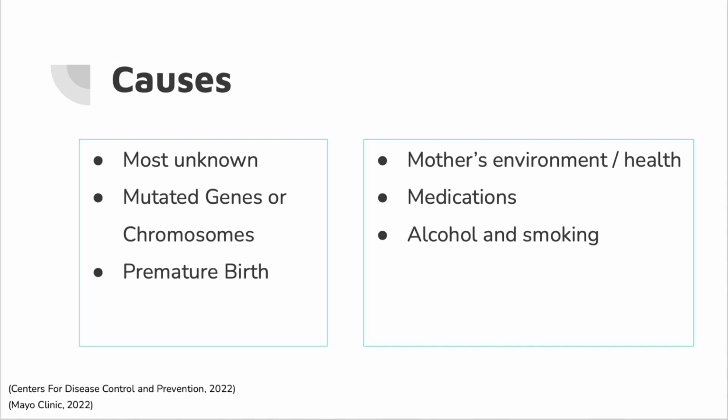Causes. The cause of this congenital heart defect is not officially known yet, but there is evidence that alcohol, smoking, and certain medications can play a part. Premature birth, the mother's health and environment, as well as mutated genes or chromosomes, are also believed to play a part in the birth defect.